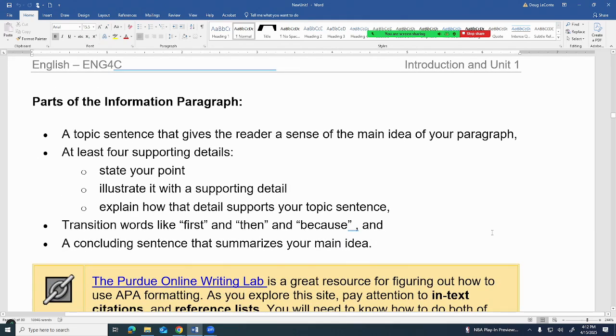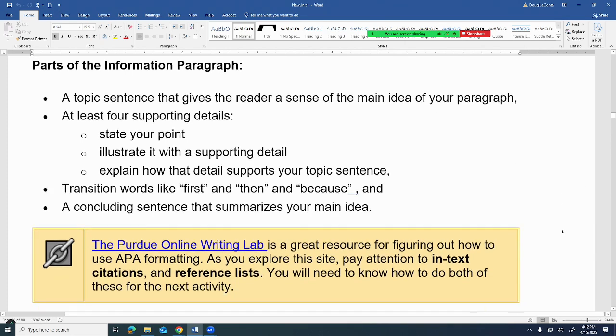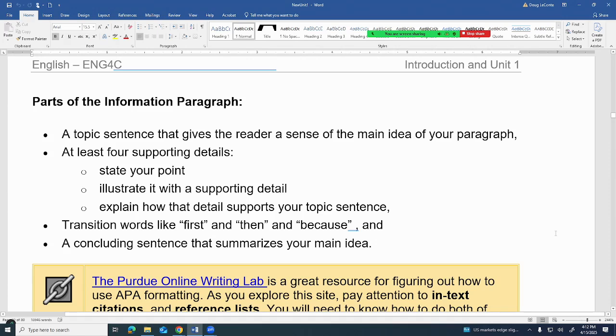Parts of an information paragraph. A topic sentence that gives the reader a sense of the main idea of your paragraph. So all the sentences that are in your paragraph, called supporting details, will revolve around or relate to that topic sentence. So, what else about an information paragraph? At least 4 supporting details.